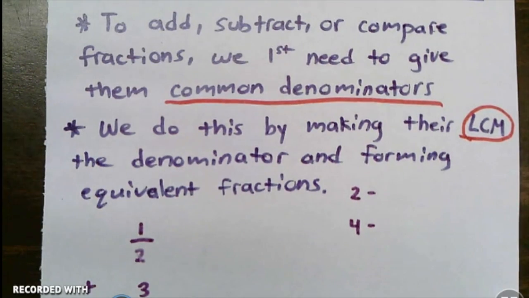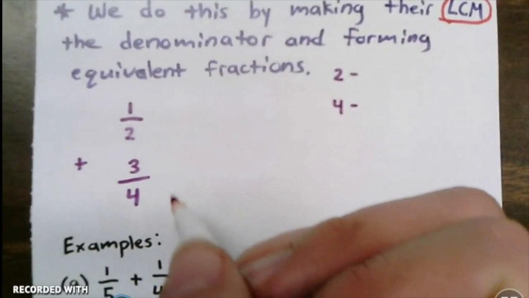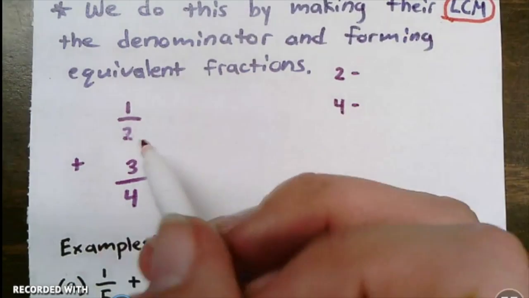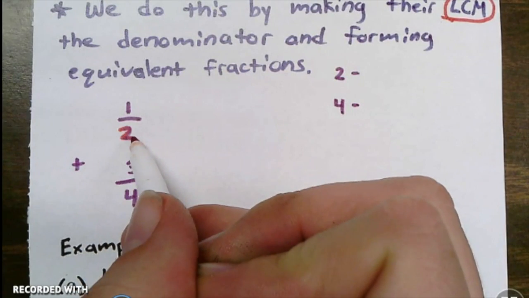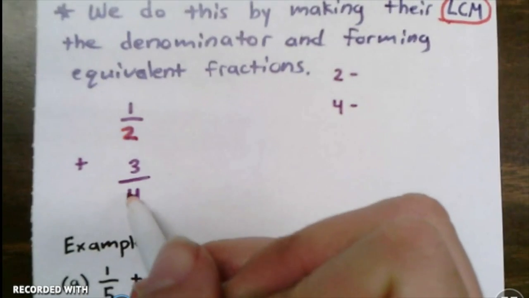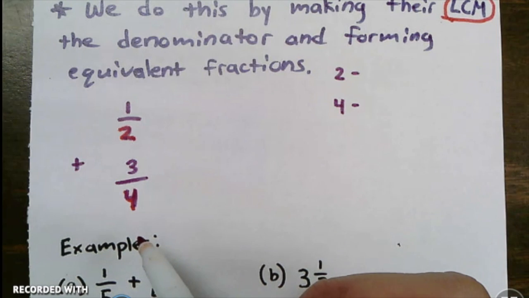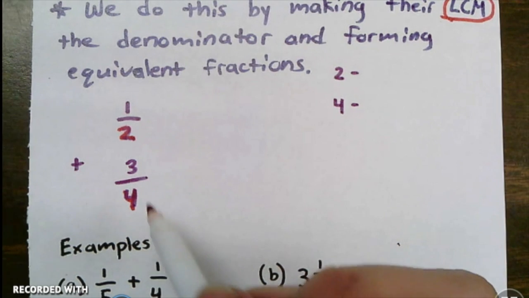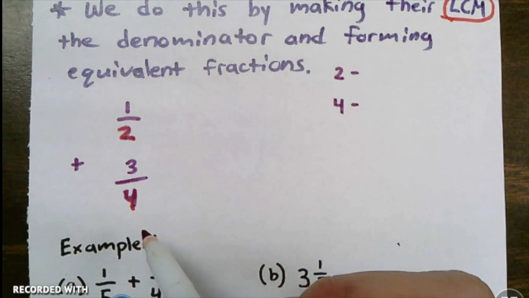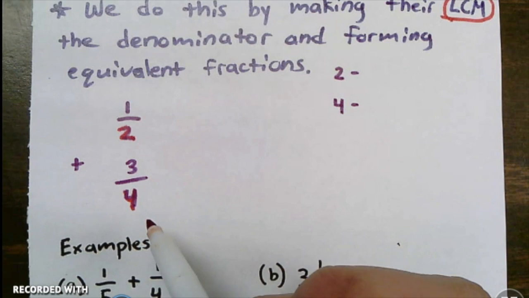Okay, so here's our first one. Let's say we wanted to add 1/2 and 3/4. Well, 1/2 has a denominator of 2 and 3/4 has a denominator of 4. And because they're not the same, we can't add them yet. We need to give them common denominators. So in order to do that, we want to find the least common multiple of 2 and 4.